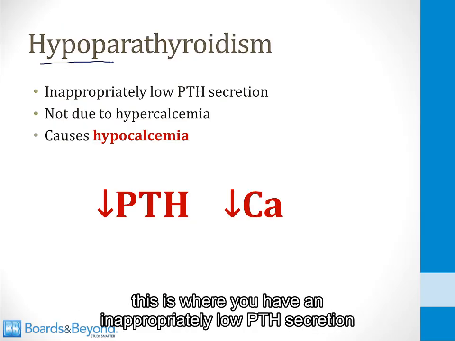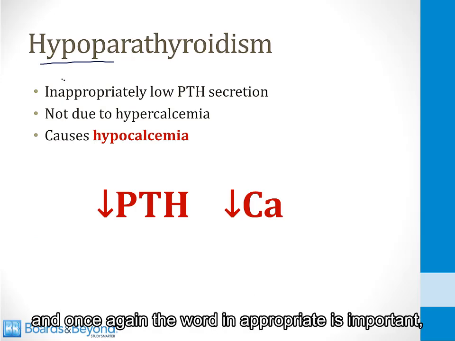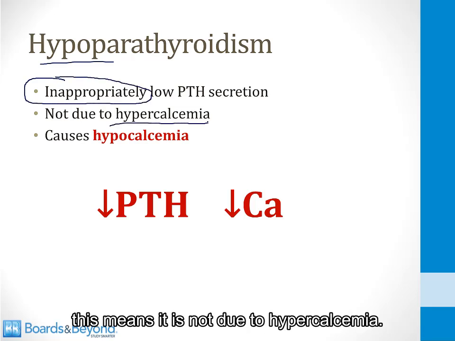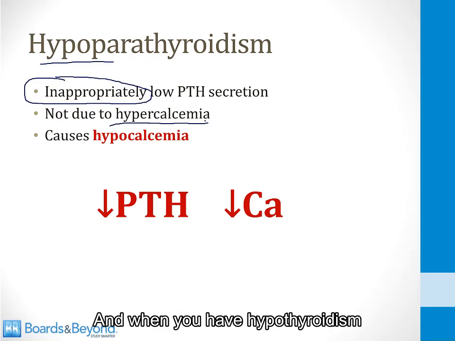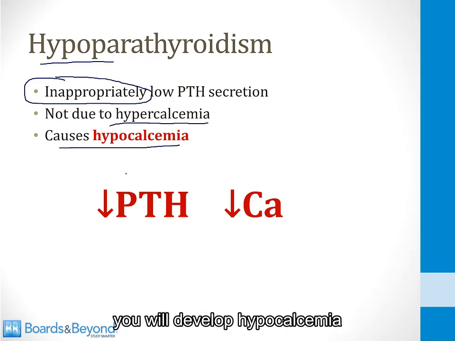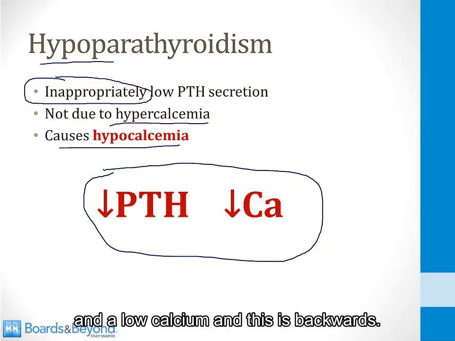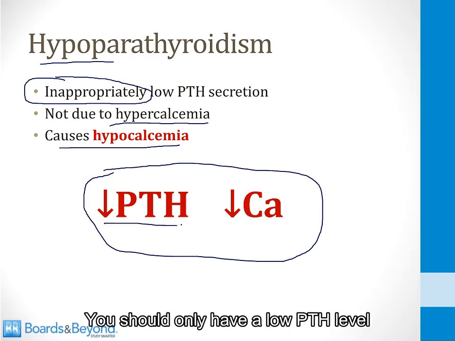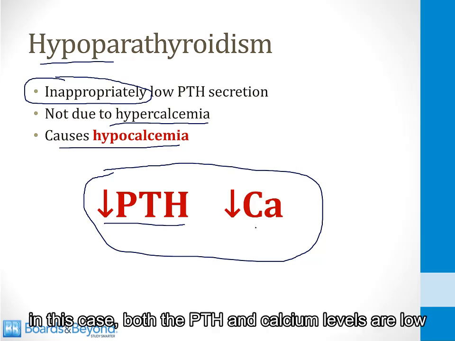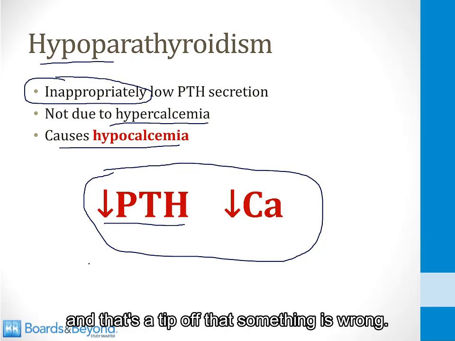This is where you have an inappropriately low PTH secretion from the parathyroid gland. And once again, the word inappropriate is important. This means it is not due to hypercalcemia. And when you have hypoparathyroidism, you will develop hypocalcemia. And I've written the serum findings on the screen once again. In hypoparathyroidism, you have a low PTH level and a low calcium, and this is backwards. You should only have a low PTH level when the calcium is high. In this case, both the PTH and calcium level are low, and that's a tip-off that something is wrong.